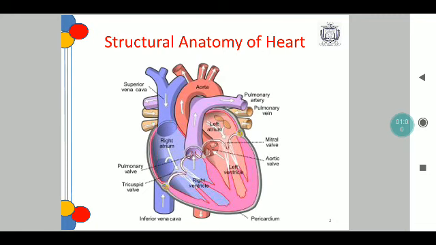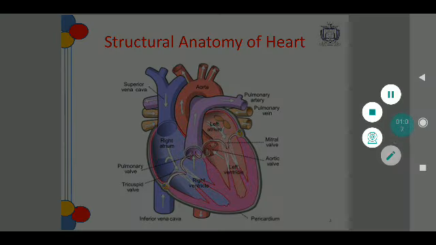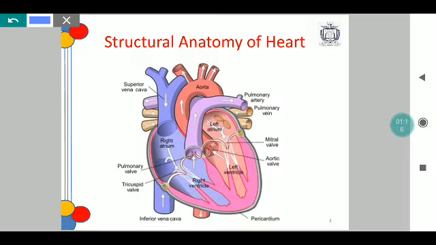Now, the structural anatomy of the heart is not a new topic. It is something which everyone in the medical fraternity is well versed with. To just broadly revise, we know that the heart comprises 4 chambers, which are divided based upon 3 septa: the interatrial septum, interventricular septum, and the atrioventricular septum. The 4 chambers are 2 atria, the left atrium and the right atrium, and 2 ventricles, the left ventricle and the right ventricle.